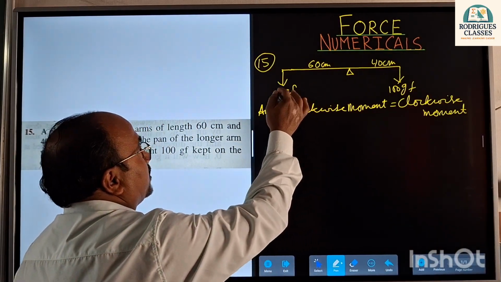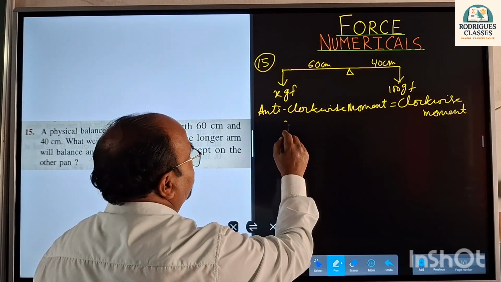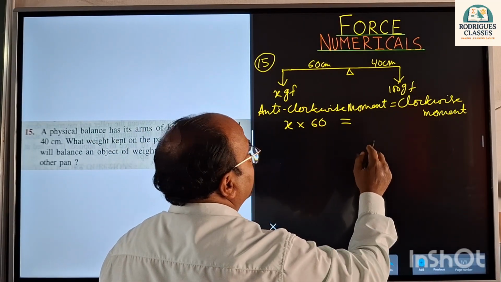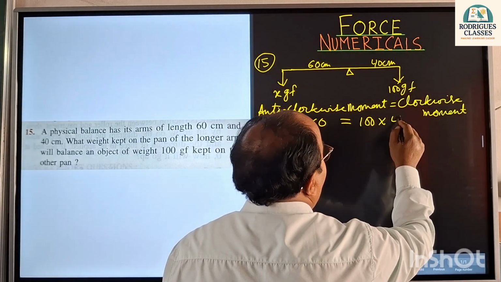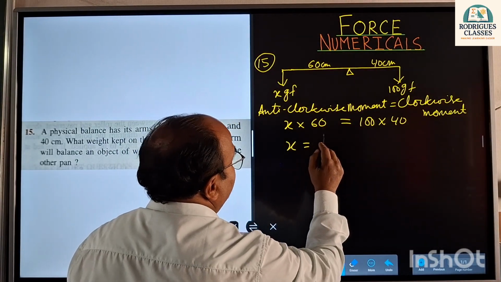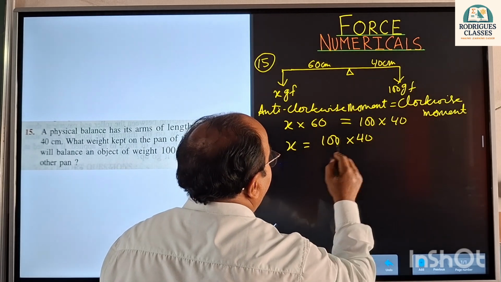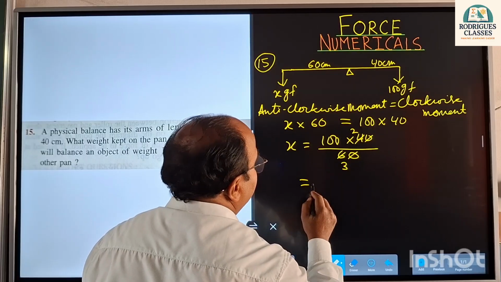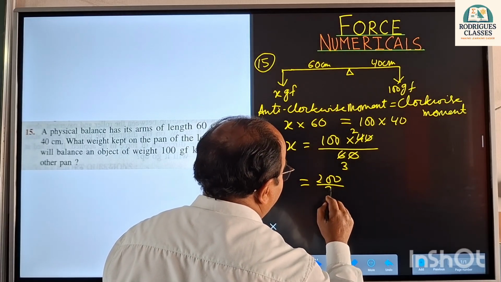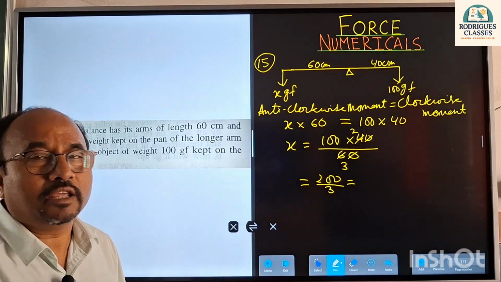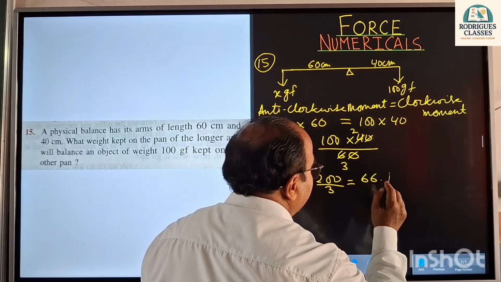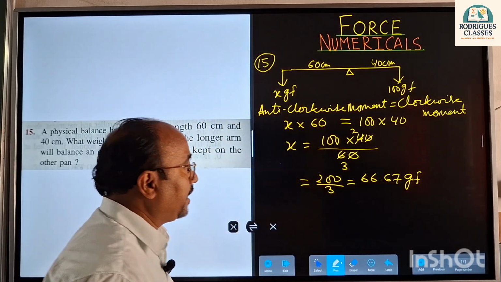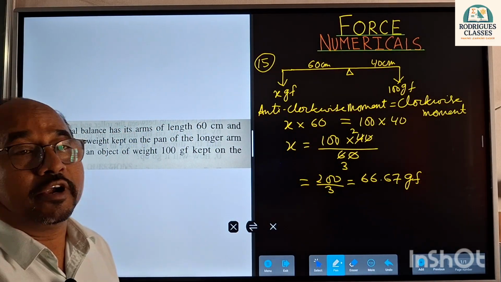So this one will be turning it in the anti-clockwise part. So the weight is X into the length is 60 and that should be equal to the weight 100 into 40. So I get here X equals to 100 into 40 divided by 60. 0 cancel, 2 2s are 2, 3 3s are. So you will get it as 200 by 3. So if you divide 200 with 3, you will be getting it as 66.666. We will write it as 66.67 after rounding it off, and I get it here as 66.67 GF.